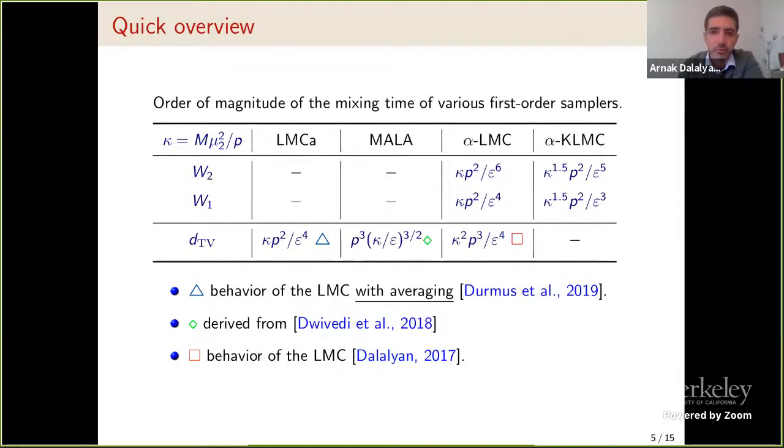And finally, in the two last columns of the table, the first two rows are the results that we obtain in our paper, and the result of the last row and the third column was in my original paper of 2017 on the Langevin Monte Carlo for strongly log-concave distributions. I will come back to this table a little bit later on to compare different results.